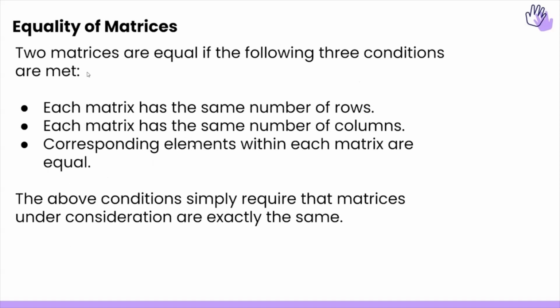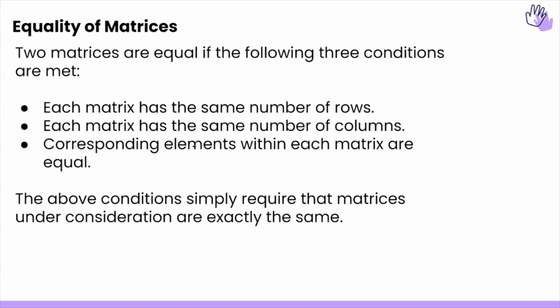So, as said, what is the equality of matrices? What is the concept? Two matrices are equal if the following three conditions are met. Right? So, if I give you a matrix A and another matrix B, and I ask you to tell whether both of them are equal or not, you need to check these three conditions. What are those three conditions?